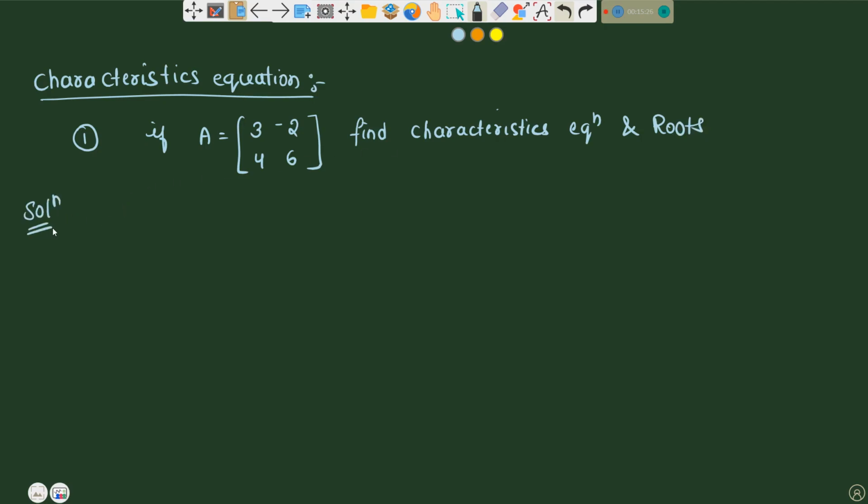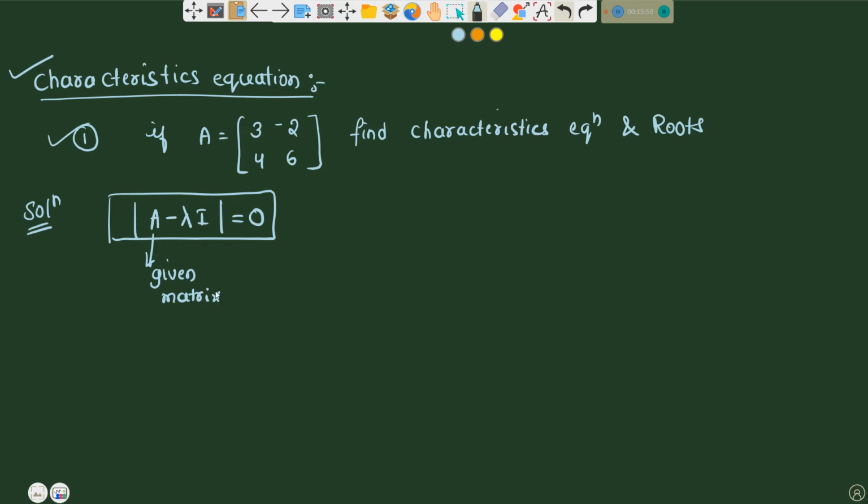The solution for this type of problem: you have a formula to find the characteristic equation, which is the magnitude of A minus lambda I equals 0. This is the standard formula to find any characteristic equation from the given matrix. In your syllabus, only 2 cross 2 matrix characteristic equations and roots are there. A is the given matrix, lambda is a constant, whereas I is the identity matrix.